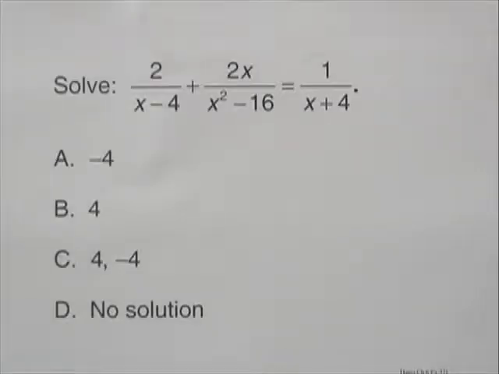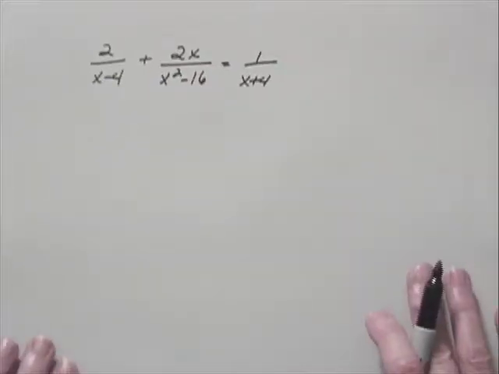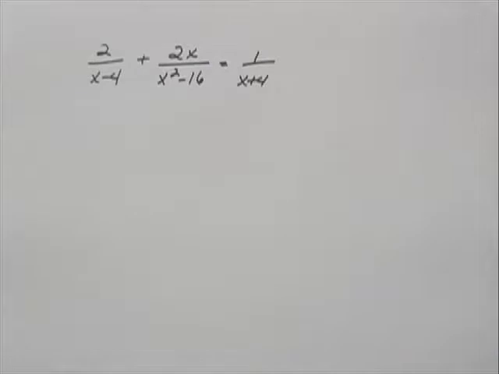Solve the equation 2 over x minus 4 plus 2x over x squared minus 16 equals 1 over x plus 4, and we're given 4 choices for the solution here. Well, let's start by rewriting the equation. And we want to multiply to clear fractions, first of all.